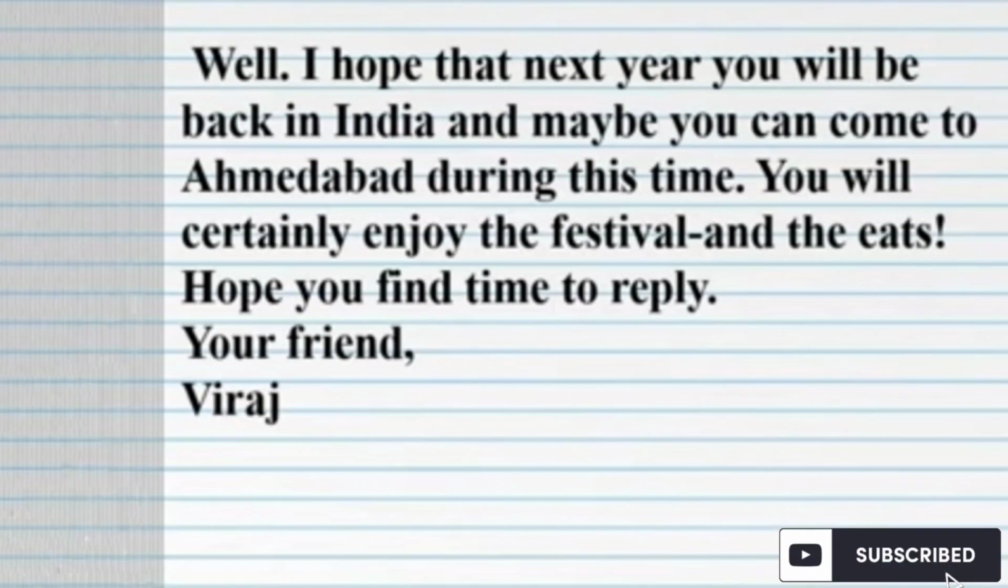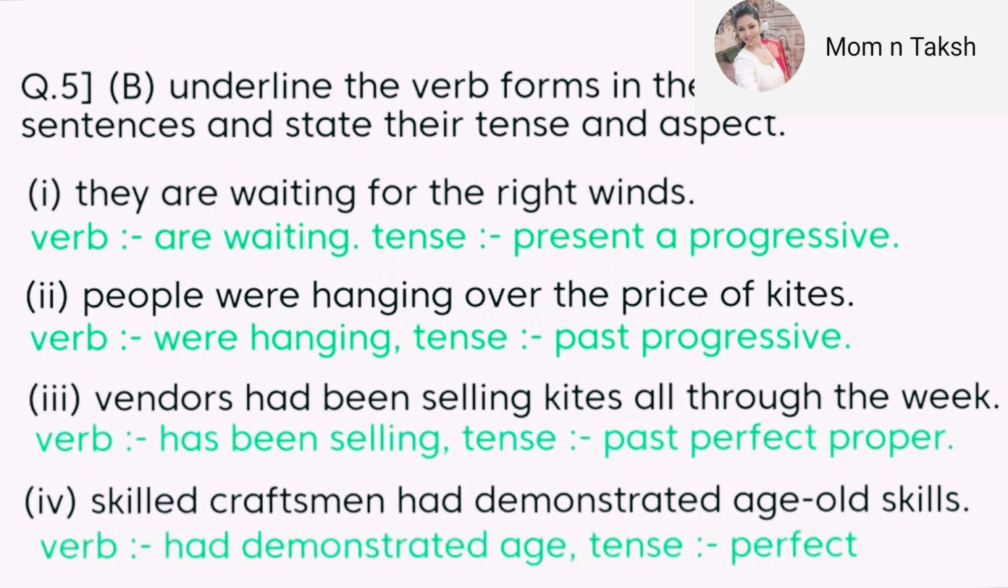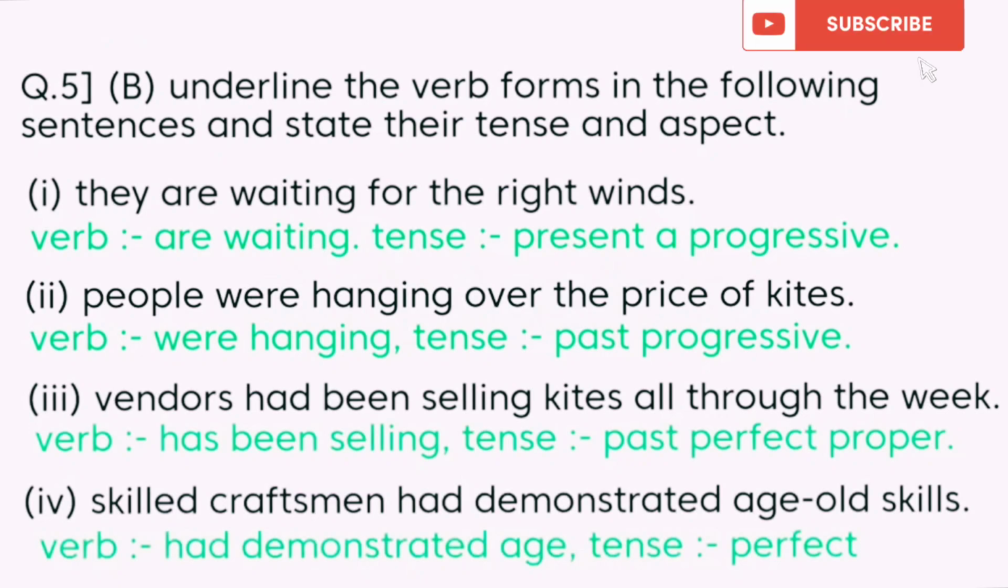Your friend Viraj. Next is, underline the verb form in the following sentences and state their tense and aspects. Okay, so here let me clear one thing for you. For progressive we use -ing. Okay, for perfect we use have, has, had. These are the three things which we use, and -ed, -en for past, for perfect tense. Okay, so let us begin with the sentences.